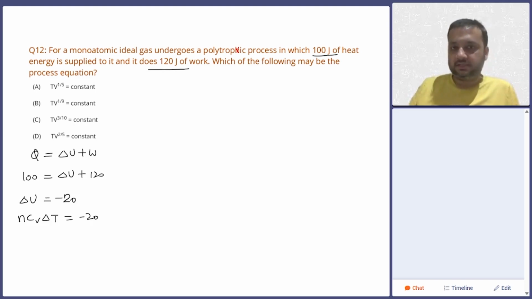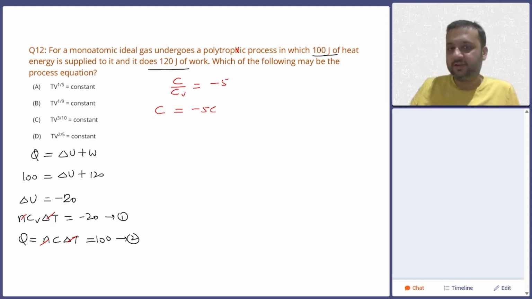Since it's a polytropic process, we can assume C to be constant. So Q for any process can also be written as n C delta T, where C is the molar heat capacity of that process. For this process, Q was given as 100. Now if I divide equation 2 by equation 1, n delta T will get cancelled, and we will get C by Cv is equals to 100 by minus 20, that means minus 5. That means C of this process is minus 5 Cv.